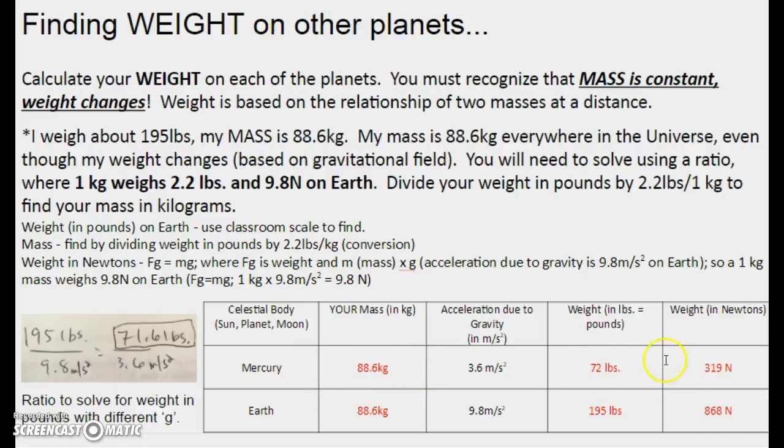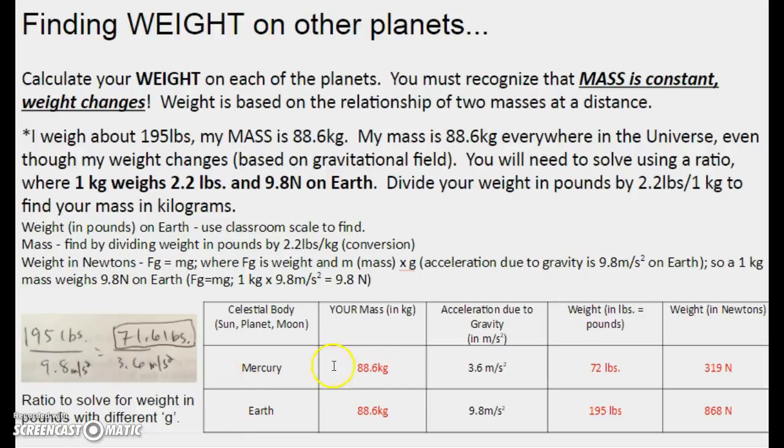So we're solving the table down here. If I know my mass, it's constant. Your mass is going to be constant everywhere. And I want you to see this ratio here. This is a ratio to solve for your weight in pounds with a different g. So your weight in pounds on, say, Mercury, I would set this up using a ratio. I know on Earth, I weigh 195 pounds. So you would insert your weight over g of 9.8 meters per second squared. That's going to equal x, what you're solving for, over g on that planet. Where it's a much smaller acceleration due to gravity, you're going to have a much lower weight, which I just called 72 pounds here.